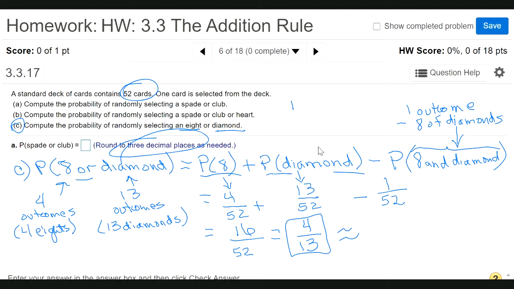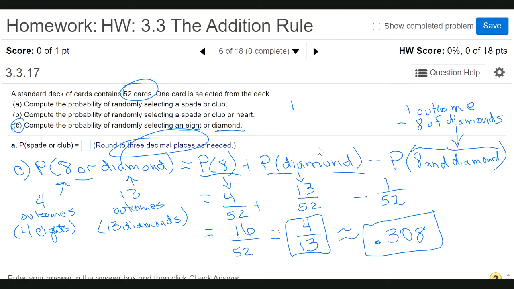And if I round this to 3 places, it should be 0.308. That 7 needs to be rounded up to an 8 because the next number is 5 or bigger. So that's the approximate decimal probability. So about a 30%, almost 31% probability that if we draw a card from a deck, it's an 8 or a diamond. Does anybody have a question about that one? Okay, let's do another one.